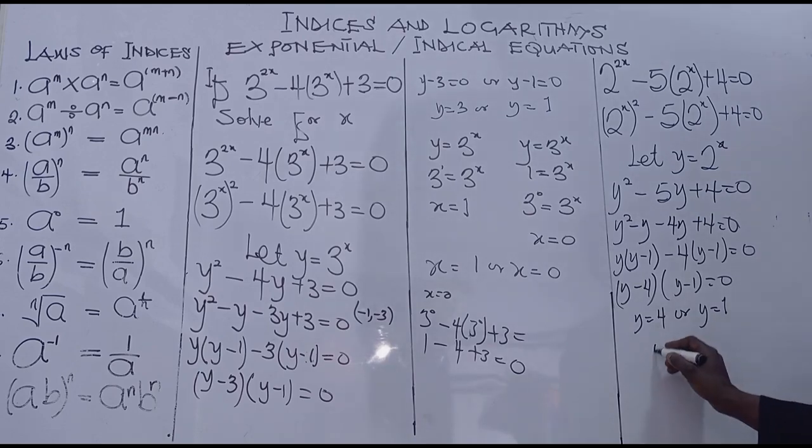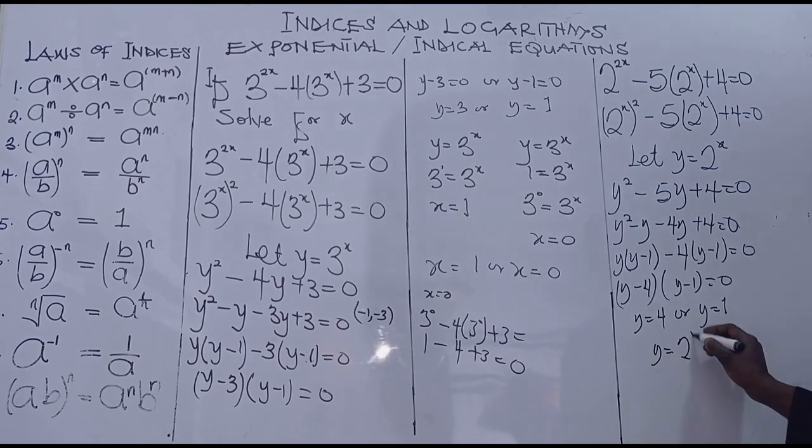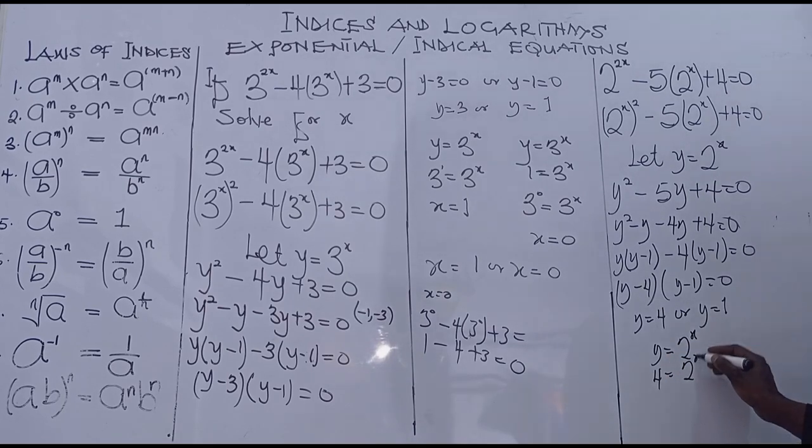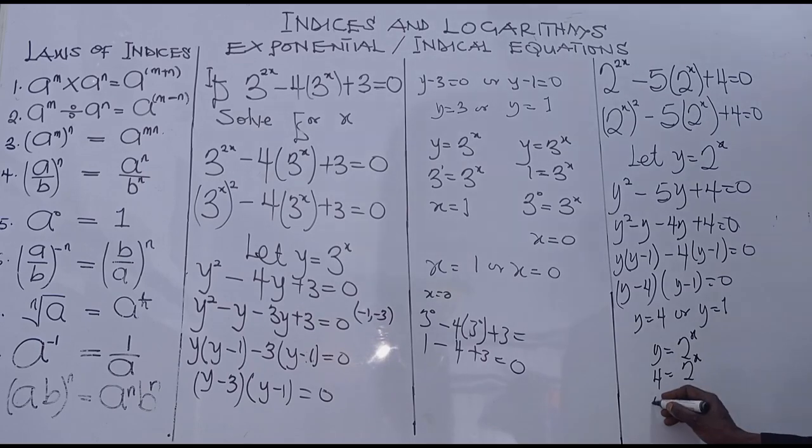So we said that y is equal to 2 raised to the power x. Our y here is 4, so 4 is equal to 2 raised to the power x. Now we want the bases on each side of the equal sign to be the same. So we can write 4 as 2 raised to the power 2, and this is equal to 2 raised to the power x. Since the bases are the same, we just have to equate their exponents. Therefore, x is equal to 2.